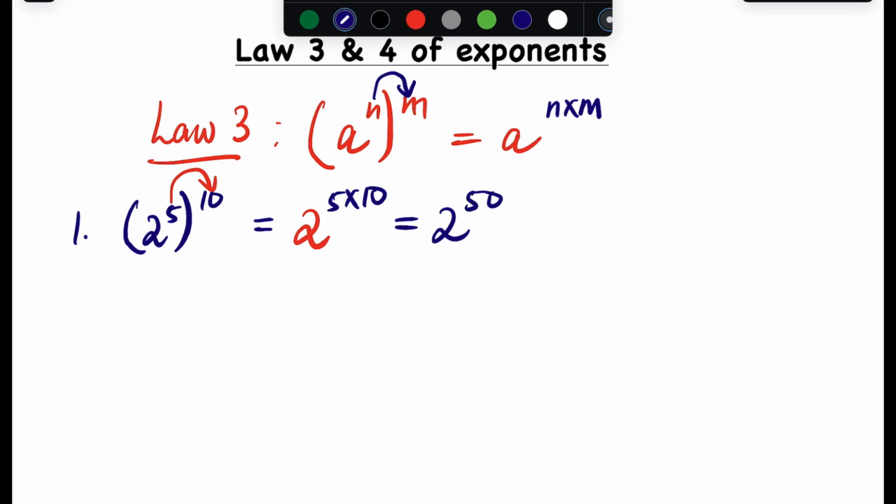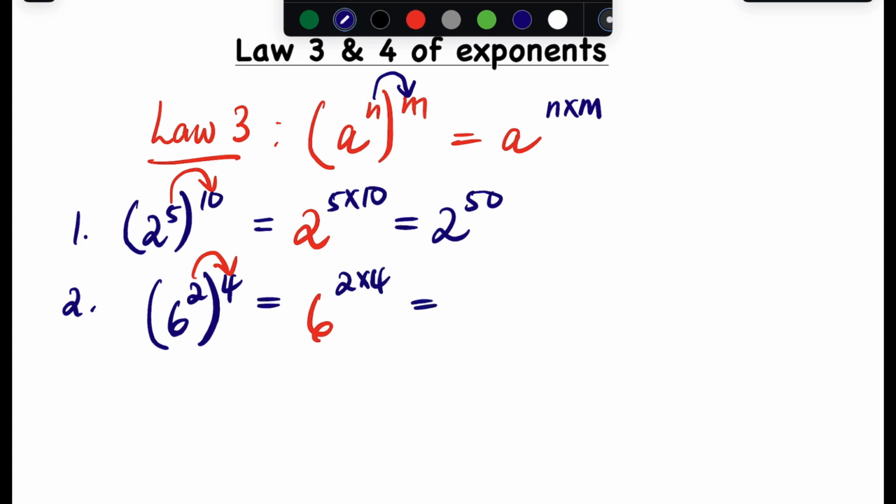50. Simple as that. So number 2, let's say we have 6 to the power 2, and then we have 4 there. So what's going to happen there? That 2 multiplies the 4 there. So you put the base there, which is 6, and then it's going to be 2 times 4, which is going to be 6 to the power 8. That's law 3.